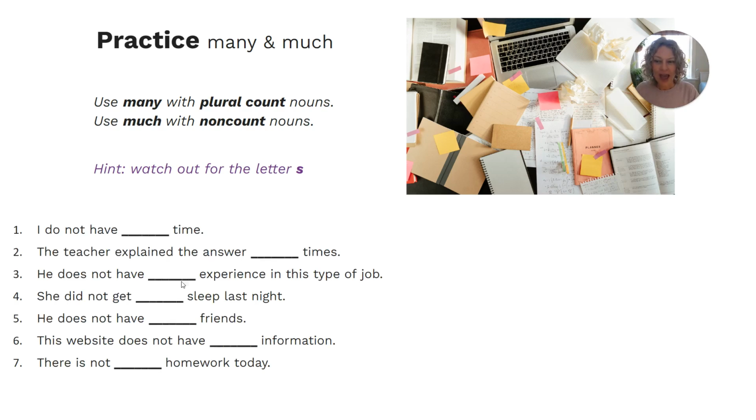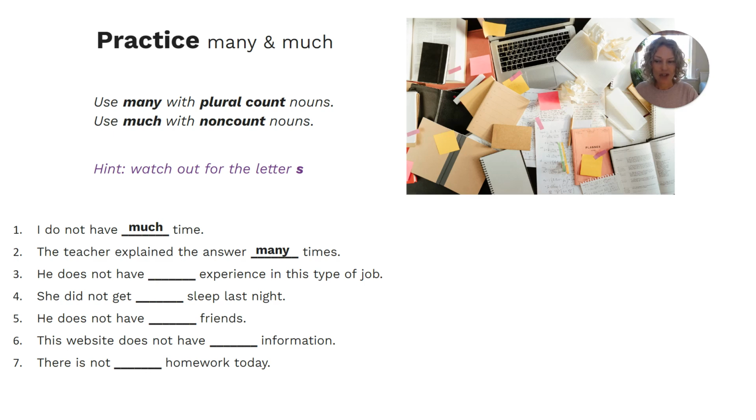So, number 1: I do not have blank time. What kind of noun is time? Is it a plural count noun or a non-count noun? I hope you said non-count noun, in which case our quantifier should be much. I do not have much time. Number 2: the teacher explained the answer blank times. So see, there's an S on that noun, so that means we need to use many. It's a plural count noun. The teacher explained the answer many times.